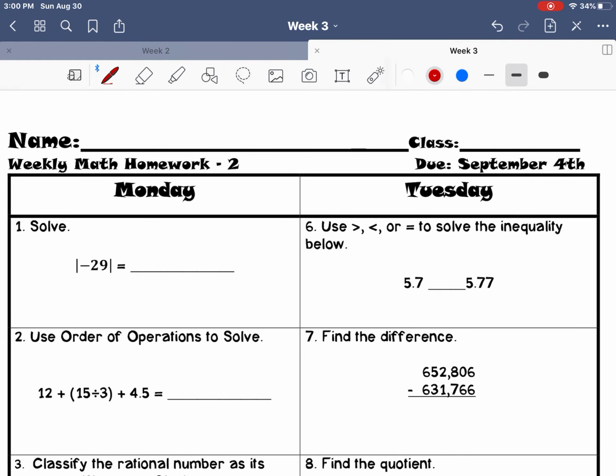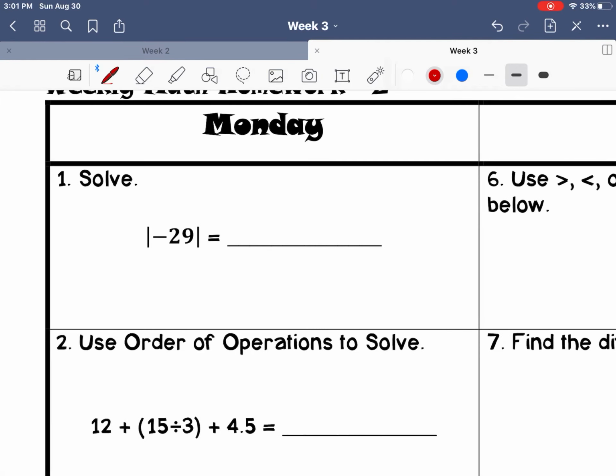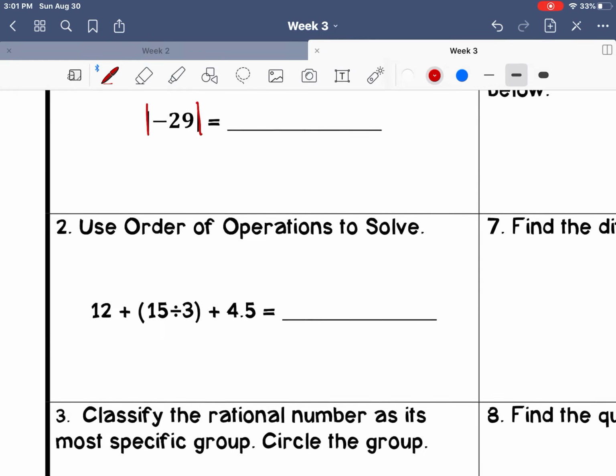This is a little quick video I made to help you a little bit with your homework in case I'm not around to help you answer questions. So let's start with number 1 on Monday. You're solving. That bar representation there means the absolute value of negative 29. If you don't remember absolute value, go back and look at your notes.